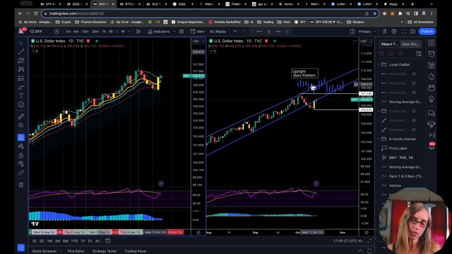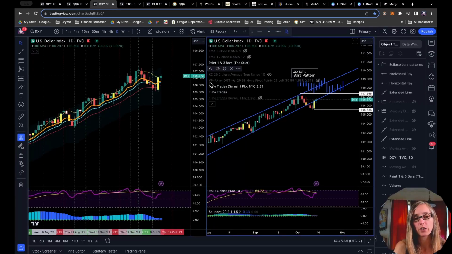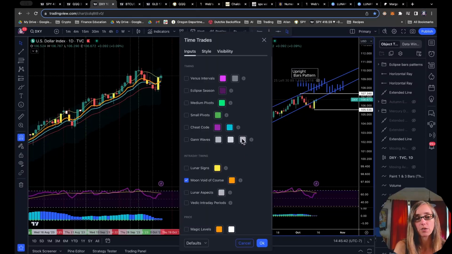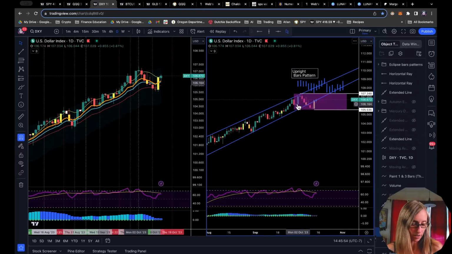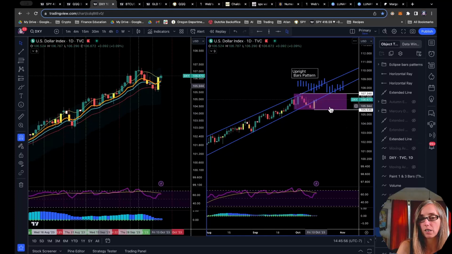But up here, this is a really cool thing that I've started doing, taking the bars pattern from the previous eclipse season, and then we put it here over the eclipse season for the current eclipse season. I use the Time Trade software, which gives you a lot of really awesome timing tools that you can just put straight on TradingView. So I just turned on the Eclipse season indicator, which will just highlight the eclipse season for you so you don't have to do it manually.